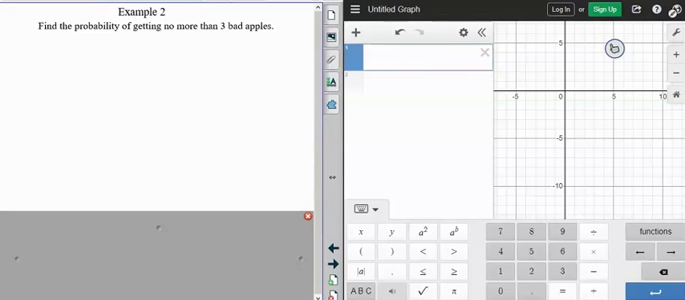All right, so I hope you guys can see it. But example 2 says we're going to find the probability of getting no more than 3 bad apples. So guys, we're talking about bad apples again. So we're still using the same N and the same P here.